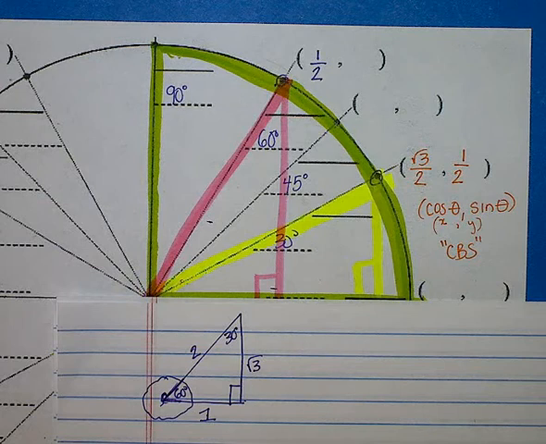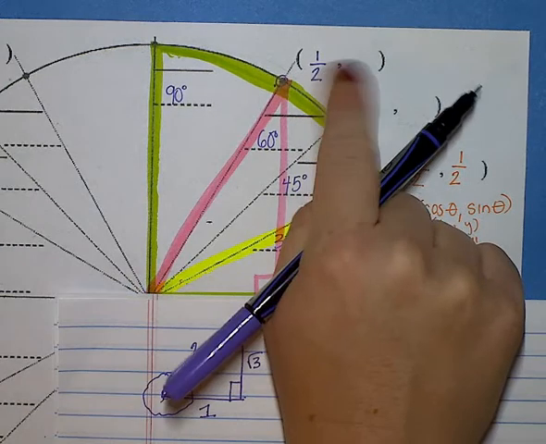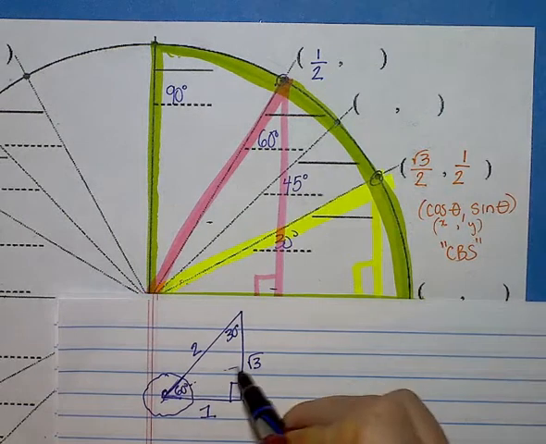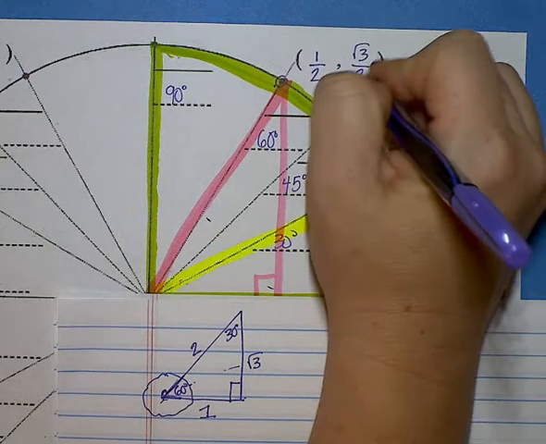Okay, now the next is cosine before sine, CBS. So the next is sine. Sine is opposite, so opposite of the interior is radical 3 over the hypotenuse, which is 2.